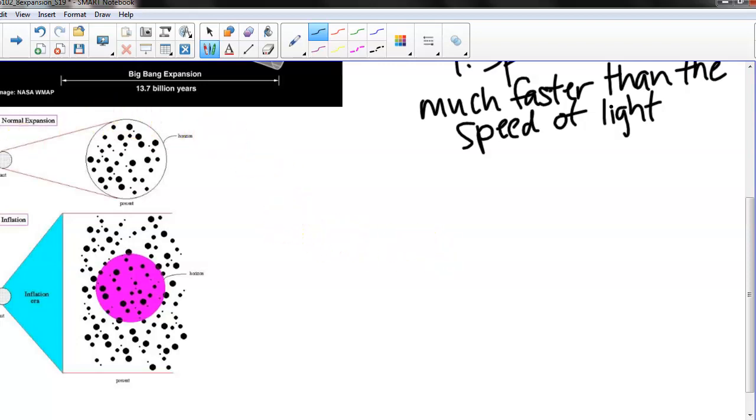Okay? So take a look at these pictures and notice here where the horizon is, because we're going to start talking about solutions. I'll come back to this. But in a normal Big Bang expansion, here's the horizon. In an inflationary universe, the horizon is beyond the size, the whole size of the universe. We'll come back to that.